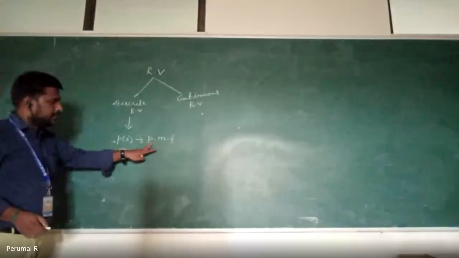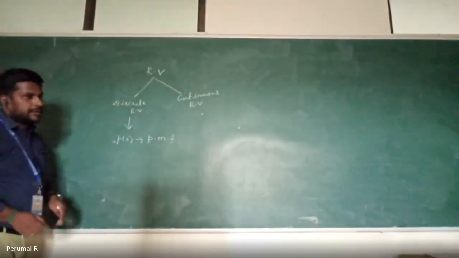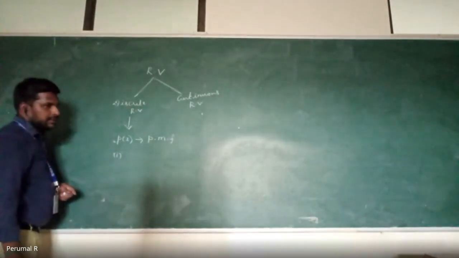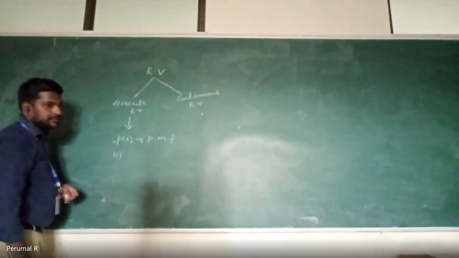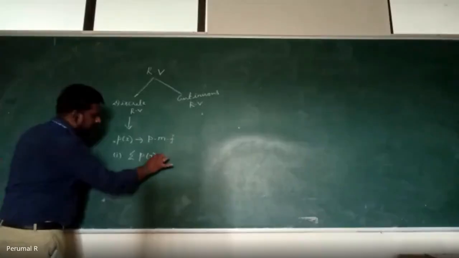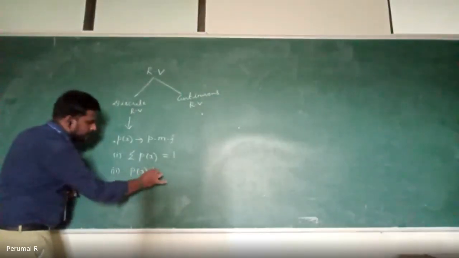So your probability distribution function is named the probability mass function. What are the conditions for a discrete random variable? One by one you can tell. What are the conditions to be satisfied for a discrete random variable? The sum of all probability values should be equal to 1, and all probability values should be greater than or equal to 0.